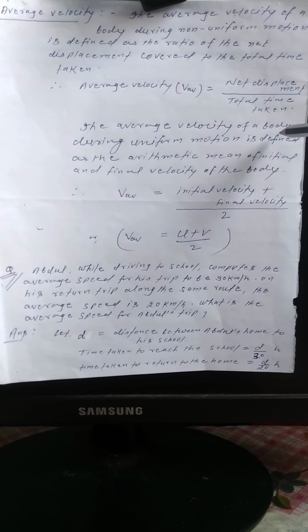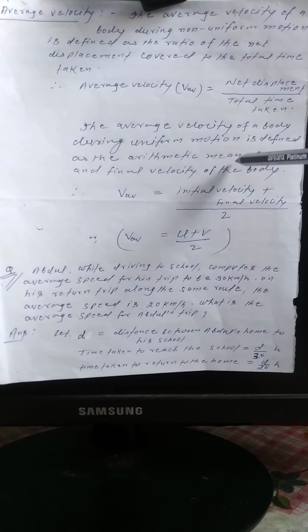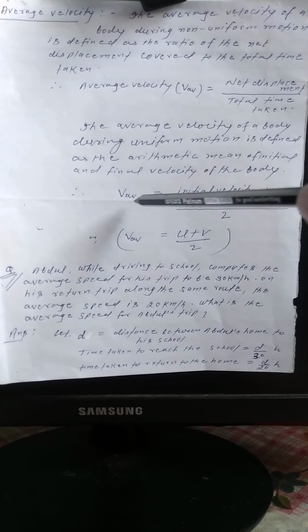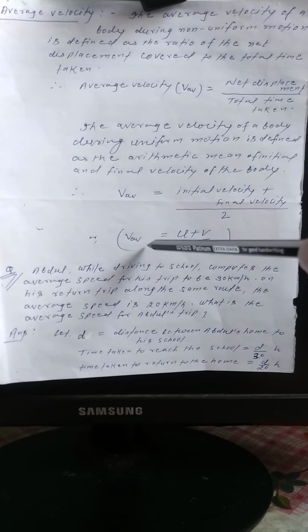The average velocity of a body during uniform motion is defined as the arithmetic mean of initial and final velocity of the body. Therefore, average velocity is equal to initial velocity plus final velocity by 2, or V average is equal to U plus V by 2.